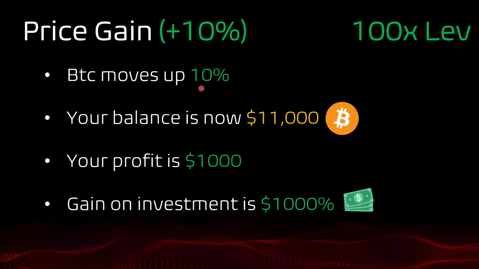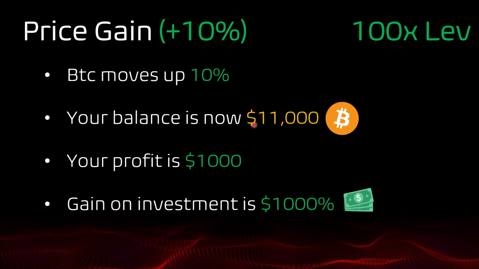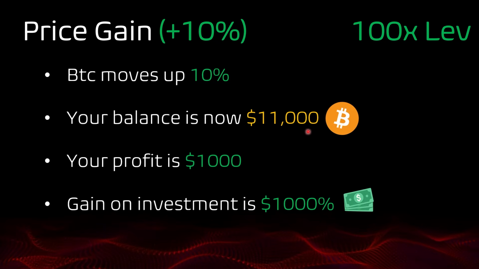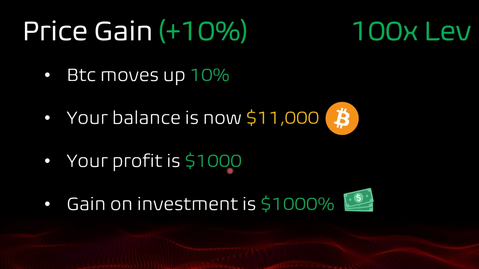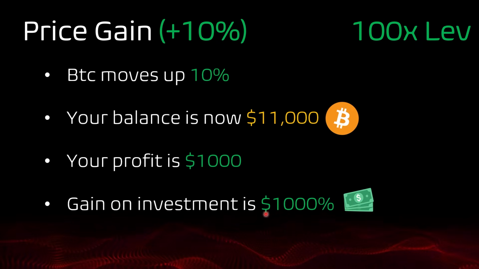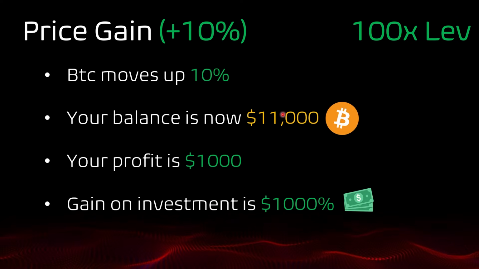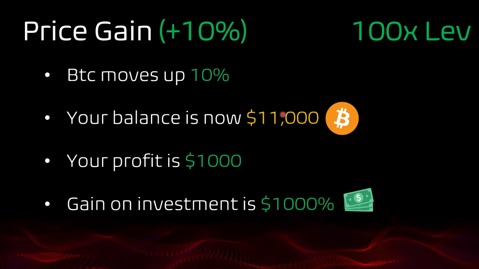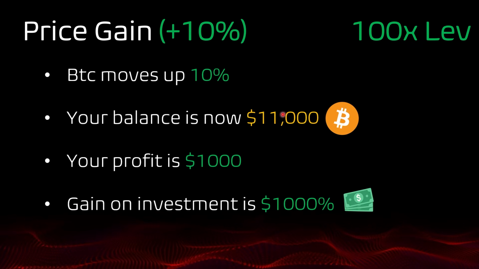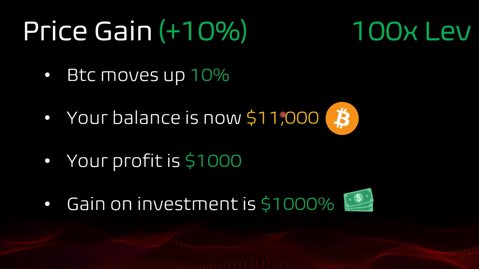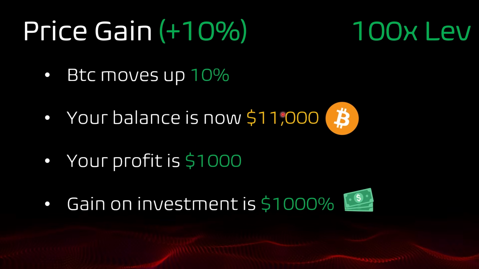Let's say Bitcoin moves up 10% in that time. Our balance is now at $11,000 and our profit is $1,000. That would mean our gain on investment is 1,000%. Of course, we have to remember that in that time, the price of Bitcoin would have had to not have dropped to our entry level below 1% or we would get liquidated.